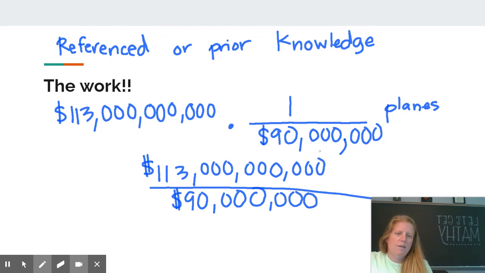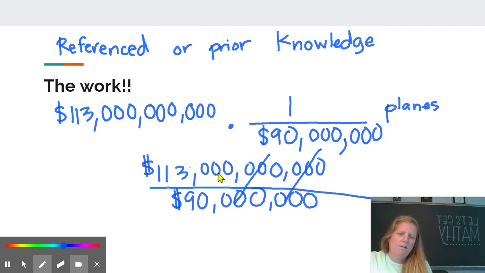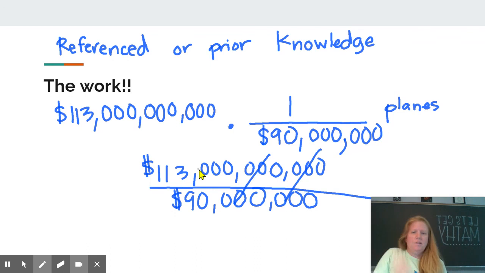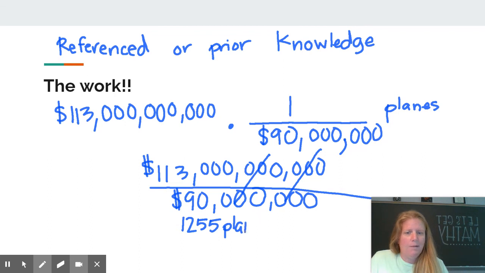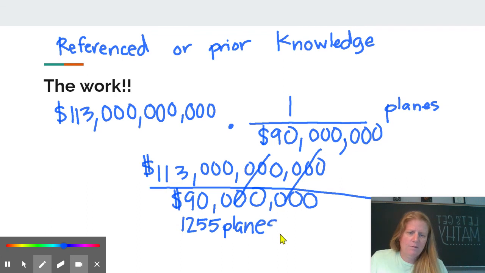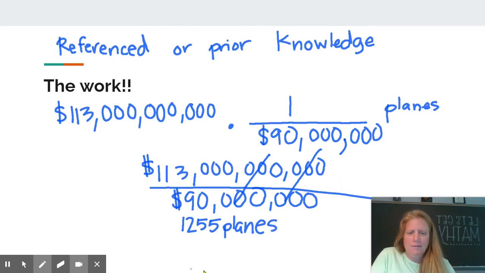Here we go. So we can see that these hundreds would cancel out, these thousands, and we're left with this value, right? 113,000 divided by 90. And when you do that mathematics, it comes out to approximately 1,255 planes. So with Jeff's money, he could probably easily start up a couple different airline companies.